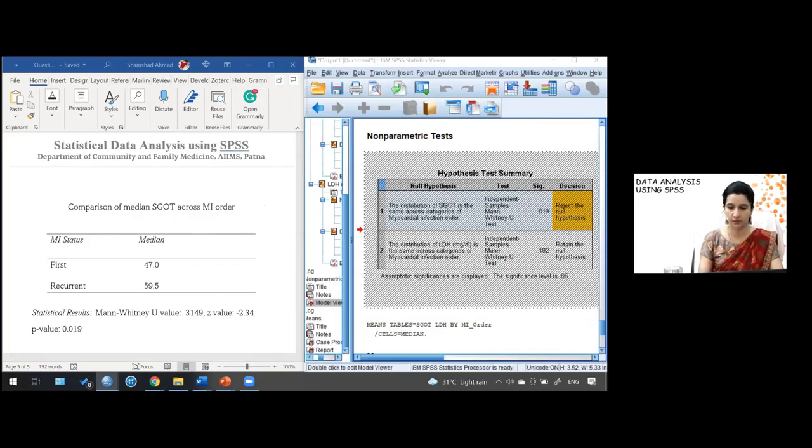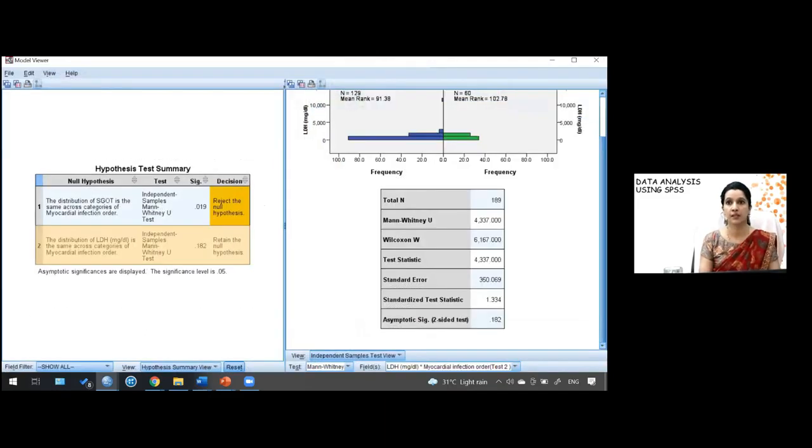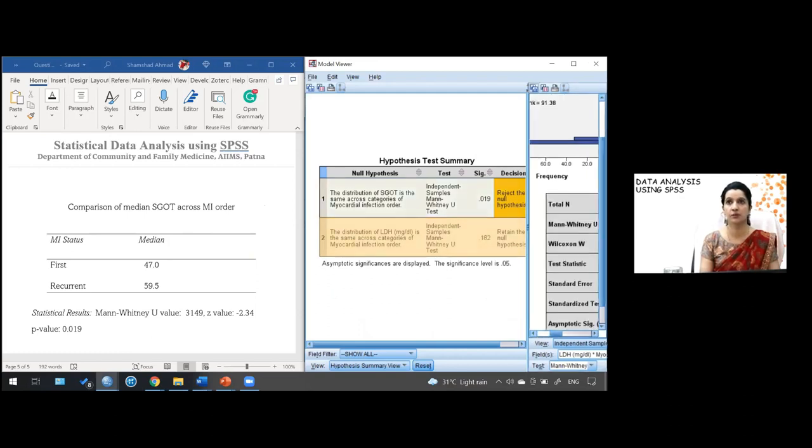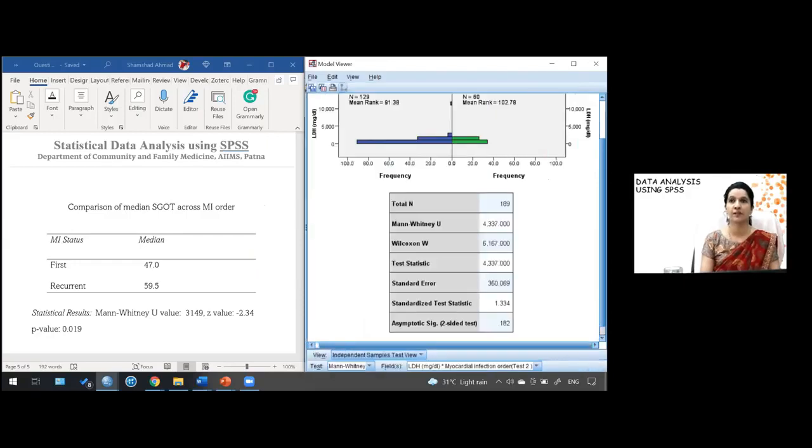Okay, actually this will not come. Okay, yes, it will come. If you move this, there is a small arrow here. So if you, just a sec. So now this will appear. So you can see here that the test statistic is 3149.